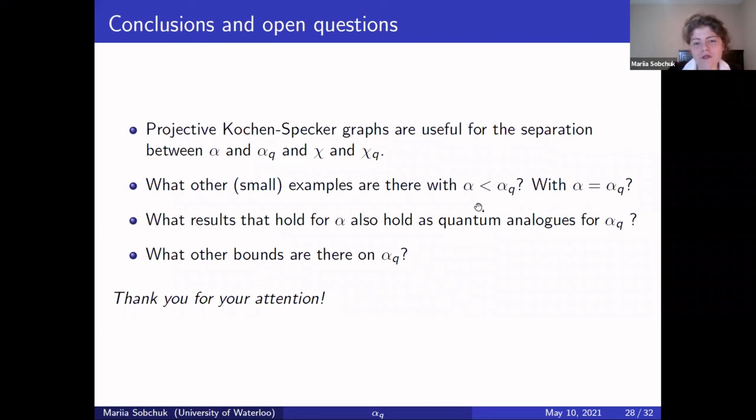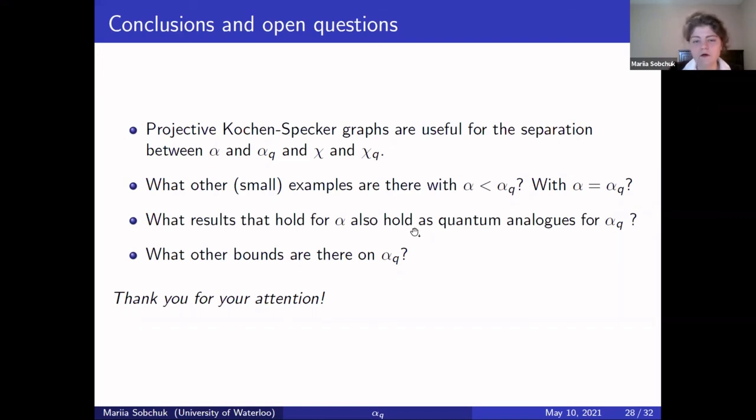Okay, and also Matisse Robertson had this example that we have a homomorphism between the graphs if and only if some condition holds. Well, the same condition holds in the quantum case for the quantum homomorphism and quantum independence number. So in general, like when we had an apex graph, getting an apex vertex will not change the independence and quantum independence number. What other results hold both for alpha and alpha q? Are there any examples? That's nice.